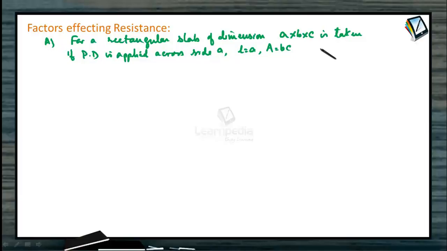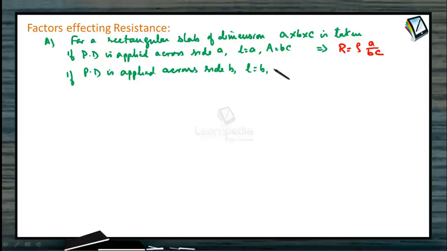So what will be the resistance in this case? Resistance R will be equal to rho into L by A, that is rho A by B into C. If potential difference is applied across side B, then L is equal to B and area of cross section becomes AC. So what will be the resistance? R is equal to rho L by A, that is rho B by AC.